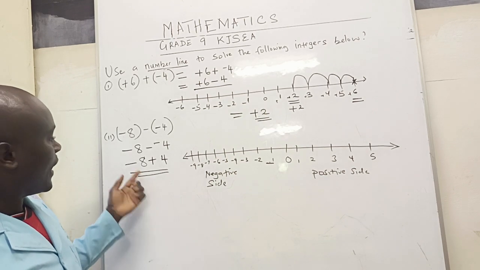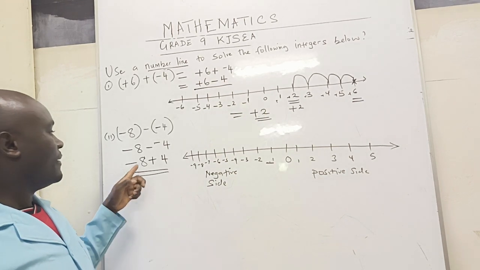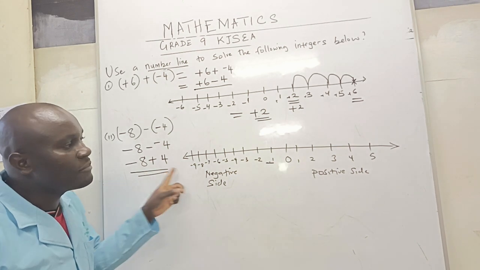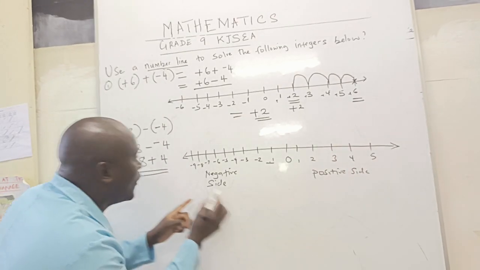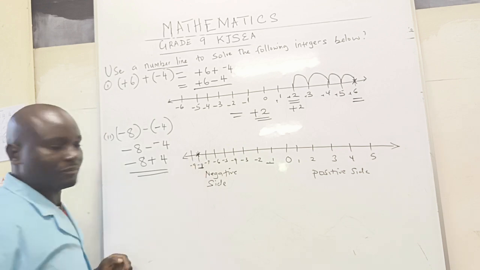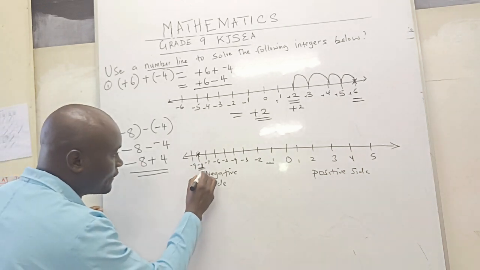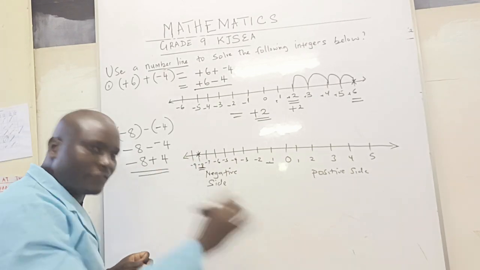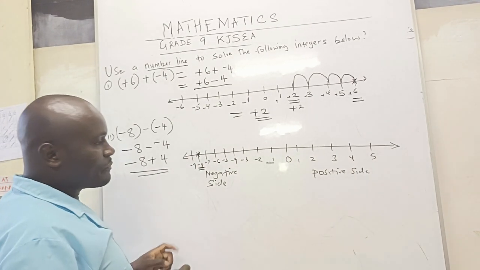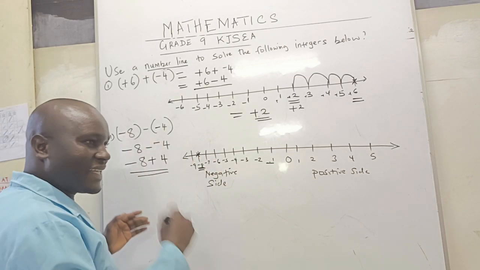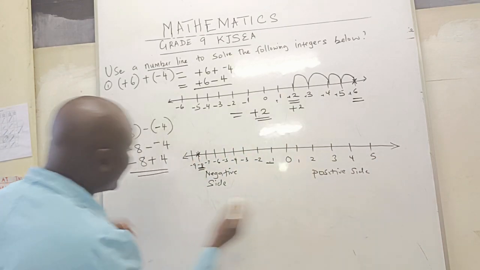So I have negative 8 plus 4. So I go where negative 8 is on my number line. I can see, oh, this is where my negative 8 is. So this is where I'm going to start from. Negative 8, I found it. Then plus 4. I said, if it's negative 4, I go to the left. But if it's plus 4, or plus any number, you go to the right. So here is plus 4.